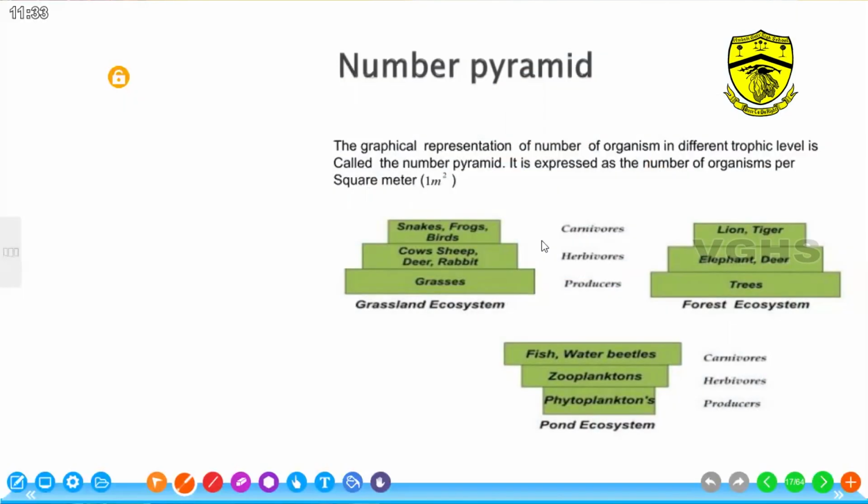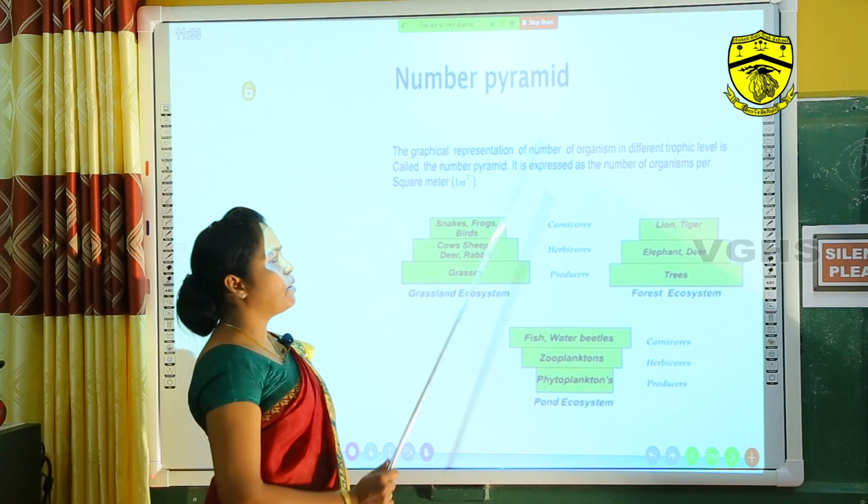This is a forest ecosystem. Tree is the producer, elephant is the herbivore, lion is the carnivore. And in an aquatic system or pond, the producer is the phytoplankton, and phytoplankton is eaten by the zooplankton, and finally the fish. So this is the inverted number pyramid.